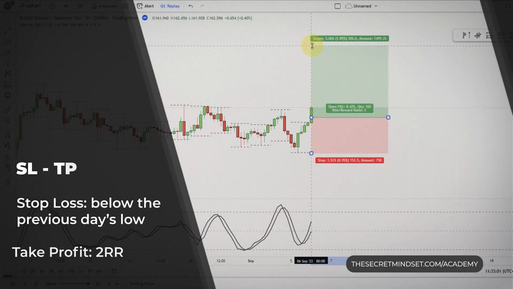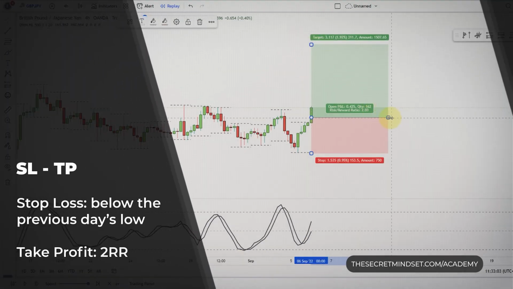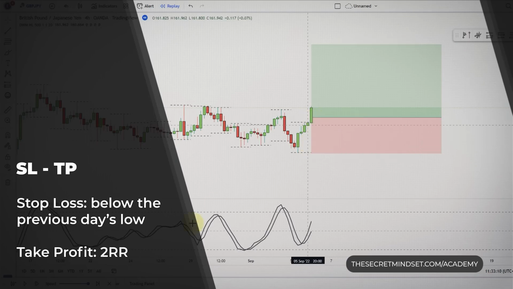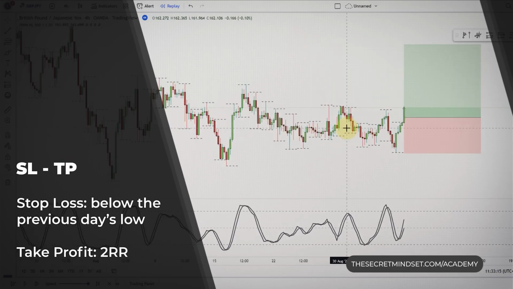Stop loss placement is subjective. I initially place it below the previous day's low, and I'll try to move it to break even when price is making higher highs. As for take profit, as we have a wider stop, we look for a risk-to-reward ratio of 2.